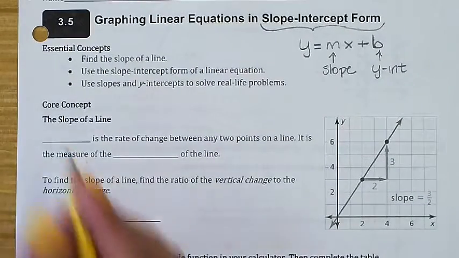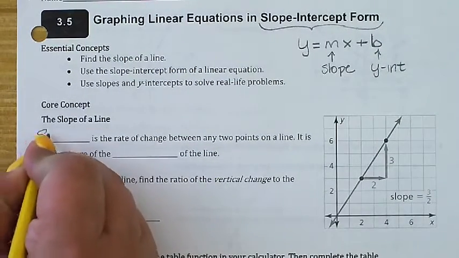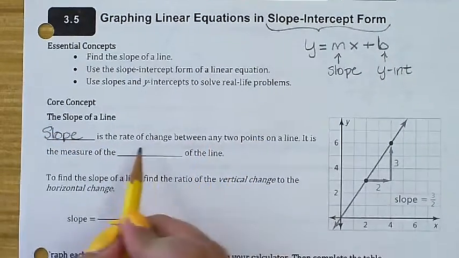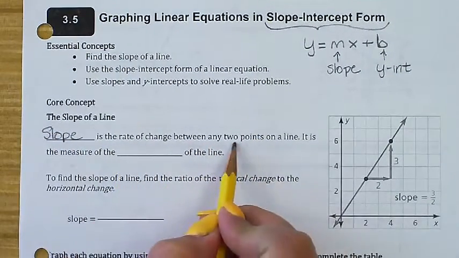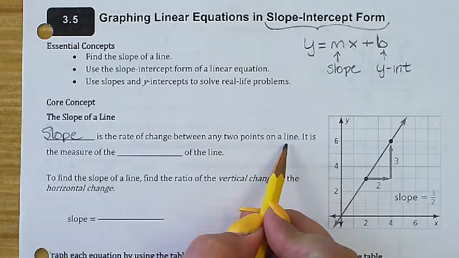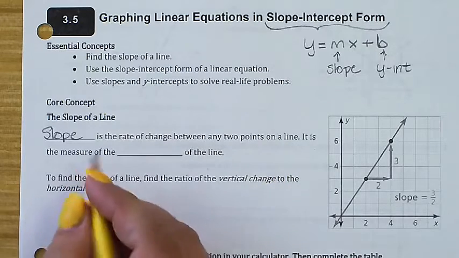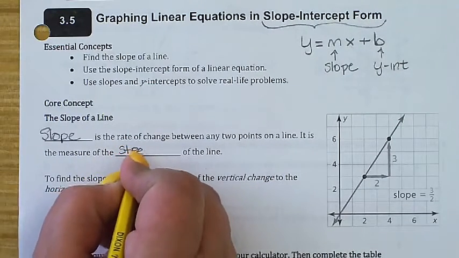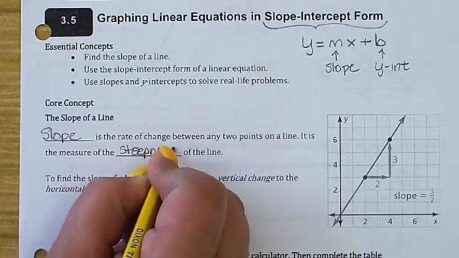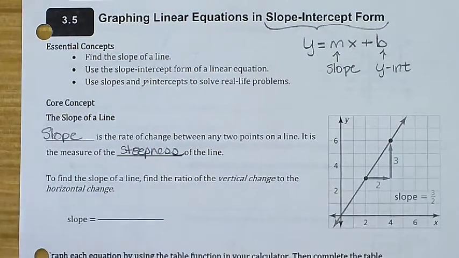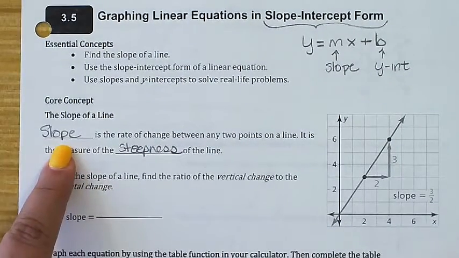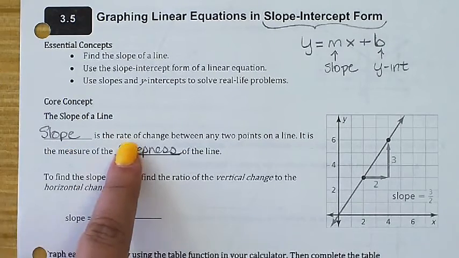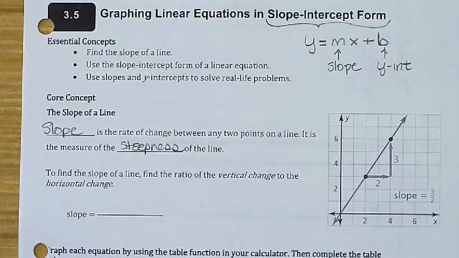Okay, so when we're talking about slope, slope is essentially a numerical way that we measure how steep a line is. It gives us the rate of change between any 2 points on a line. Okay, it is a measure of its steepness. Okay, so slope is just a numerical measurement of how steep a line is, and we measure it as the rate of change between any 2 points.